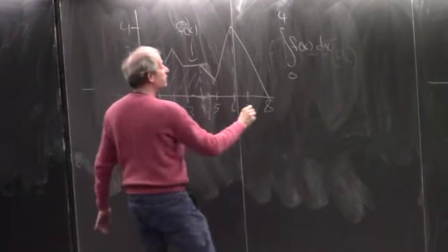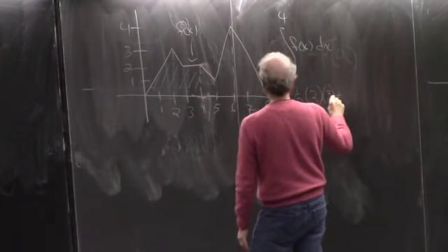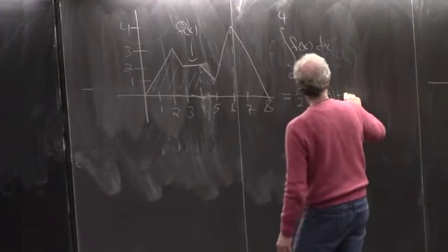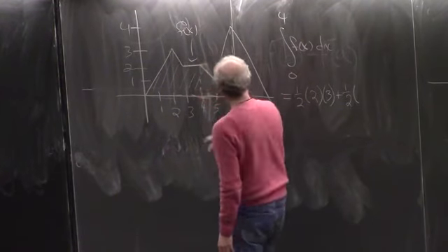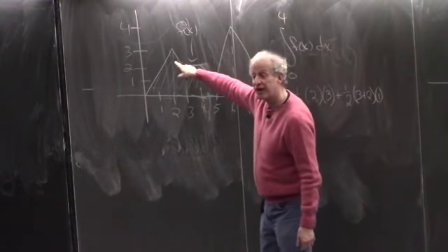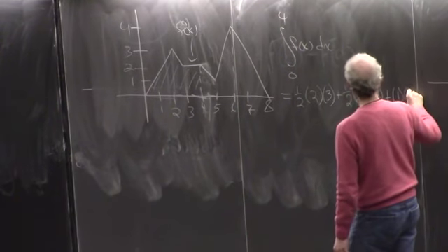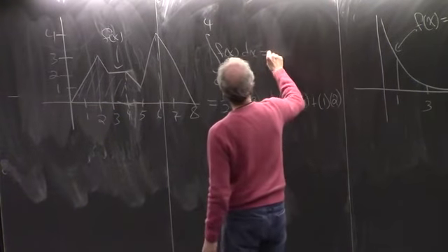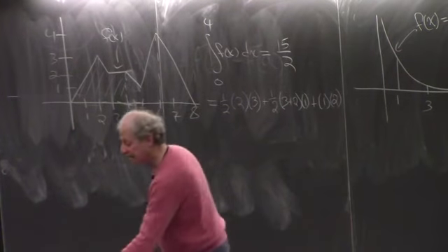So let's see. From 0 to 2 would be 1/2 base times height plus a trapezoid, which would be 1/2 sum of the bases times the height. So base of 3 and base of 2. You could, of course, break that up into a triangle and a rectangle, which is just base times height. So let's see, that's 3 plus 5/2 plus 2, 15 halves. So if I said what's the integral from 0 to 4, it's just 15 halves.